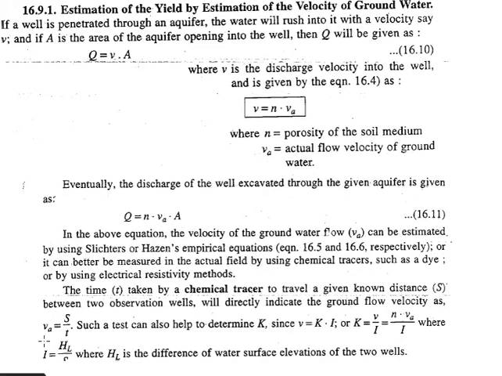So s over t will give you Va, that is the actual flow velocity of the groundwater, and if k is the coefficient of permeability, then we can find V equals k times i. Hence the coefficient of permeability is V over i, where V is n times Va. Now what is i? It is HL over the horizontal distance, where HL is the difference in the water surface elevation of the two wells.